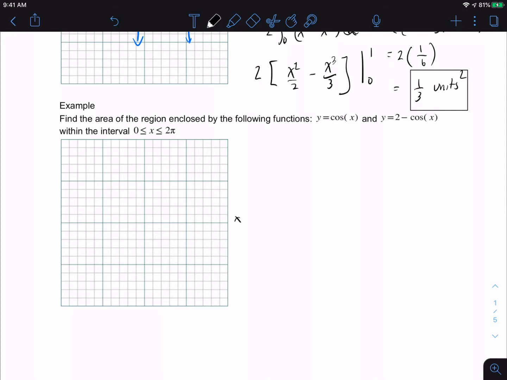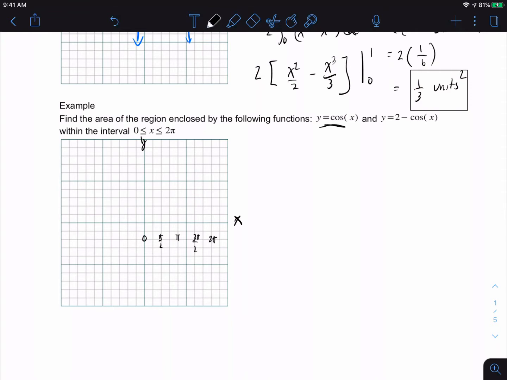So I'm going to say, all right, that's x, this is y, and we're going to call that 0. This will be pi over 2. This will be pi. This will be 3 pi over 2. And then this is 2 pi. Okay?